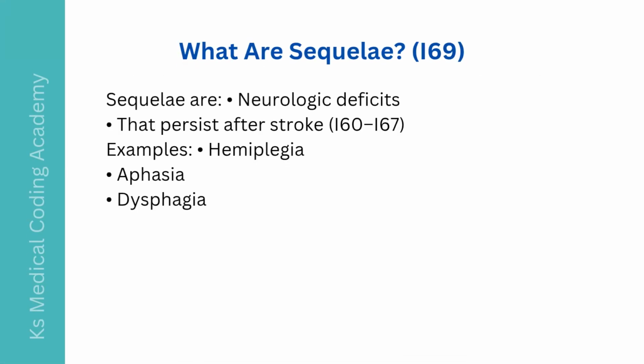What are sequelae? I69. Sequelae refer to neurologic deficits that persist after the acute phase of a stroke. These deficits occur after conditions coded to I60 through I67. Common examples include hemiplegia, aphasia, dysphagia.